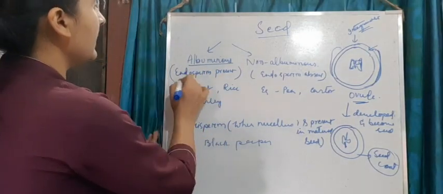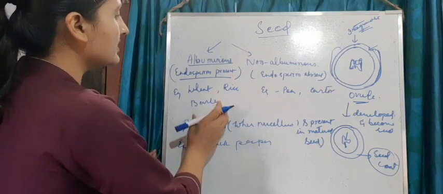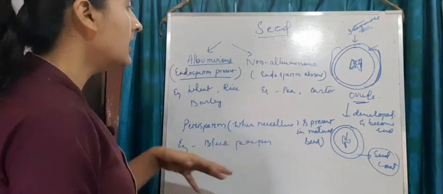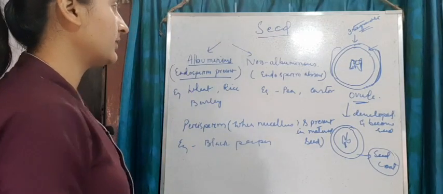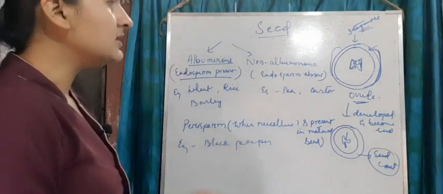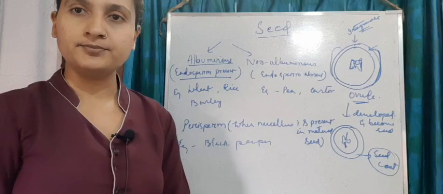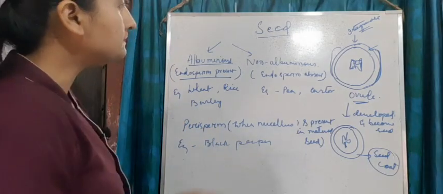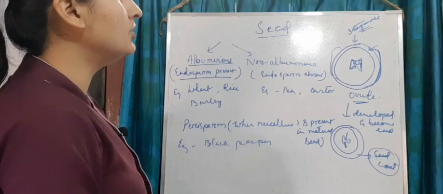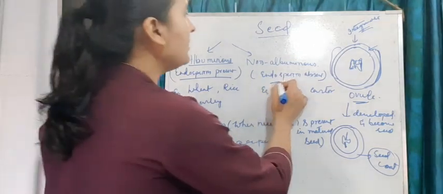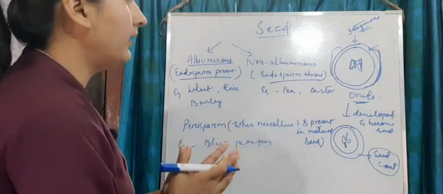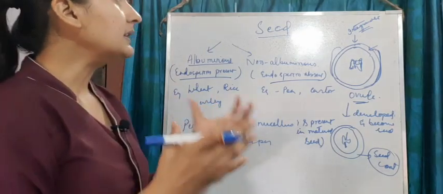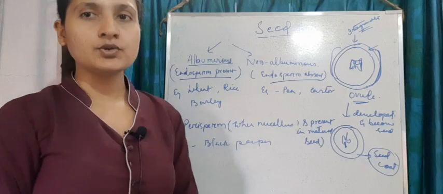Albuminous means when endosperm is present, which is mostly seen in the grass family, like wheat, rice, barley, maize, or you can say in monocots. Here they don't use up all the endosperm during the development of the embryo. And the other is non-albuminous, where endosperm is absent, where the embryo has completely used up the endosperm.